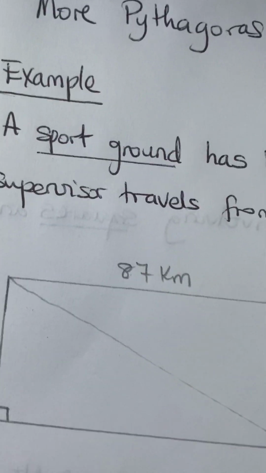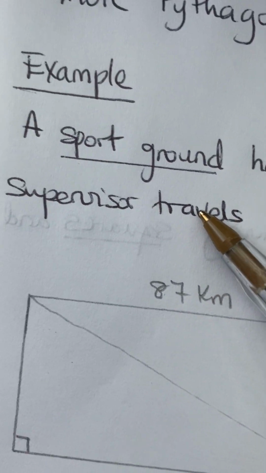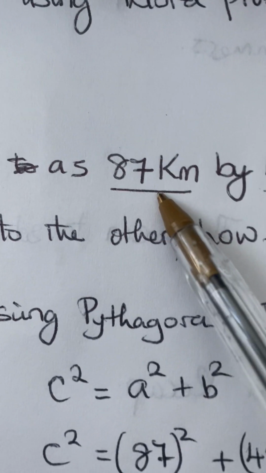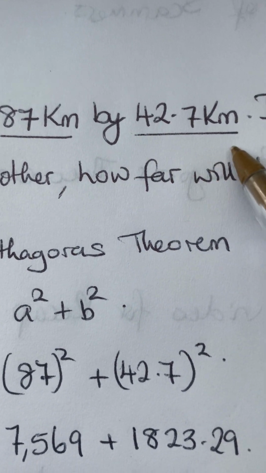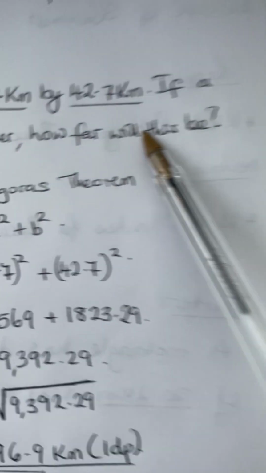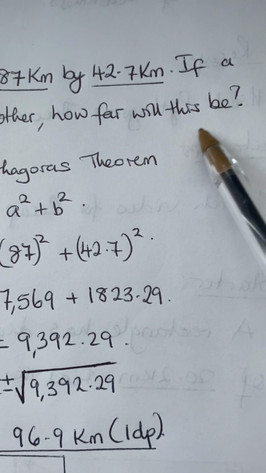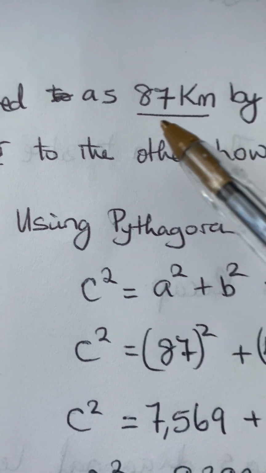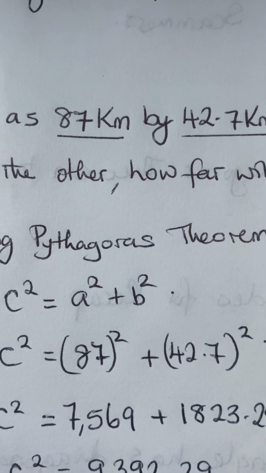Now a sports ground, you know, some of the sports grounds are very massive, has been measured as 87 kilometers by 42.7 kilometers. Okay, if a supervisor travels from one corner to the other, how far will it be? Now they've given us two measurements.